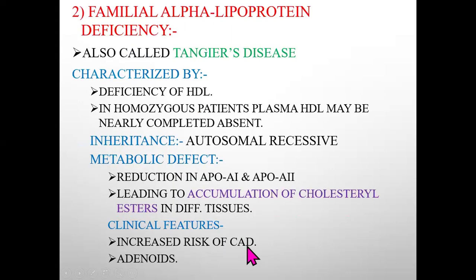So familial alpha lipoprotein deficiency, also called Tangier disease, is characterized by deficiency of HDL. In homozygous patients, plasma HDL may be nearly completely absent. Inheritance is autosomal recessive. Metabolic defects are reduction in ApoA1 and ApoA2, leading to accumulation of cholesterol esters in different tissues. Clinical features include increased risk of coronary artery disease and adenoids.